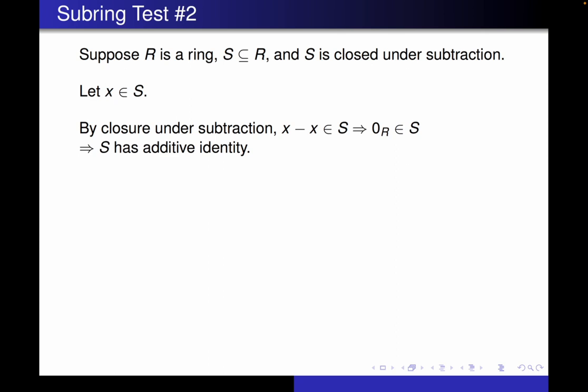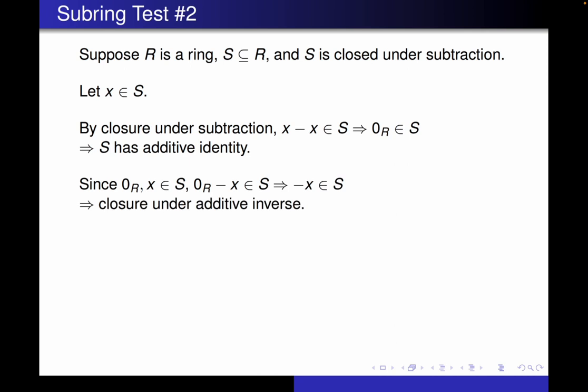Well, that tells us that S has an additive identity, so that's great. So now we have two elements: we have x from the original one, we have the zero element 0_R, and again we still have closure under subtraction. So what happens when we subtract 0_R minus x? Well, that's going to be in S, but when we do that, what do we get? We get negative x is in S, so that means we have closure under additive inverses. So we have the additive identity, and closure under additive inverses. Those are two of the properties that we need to prove under the old subring test.